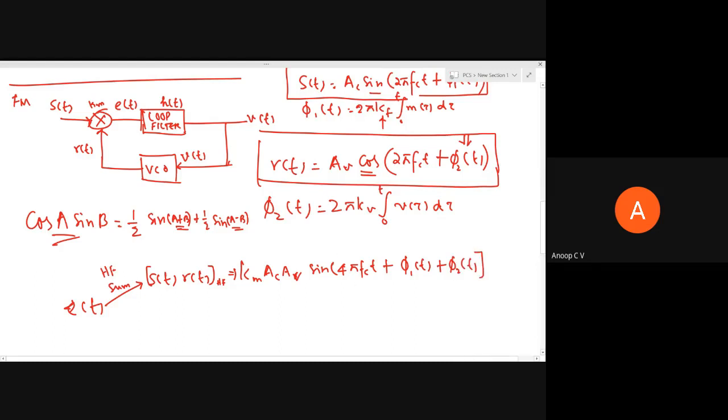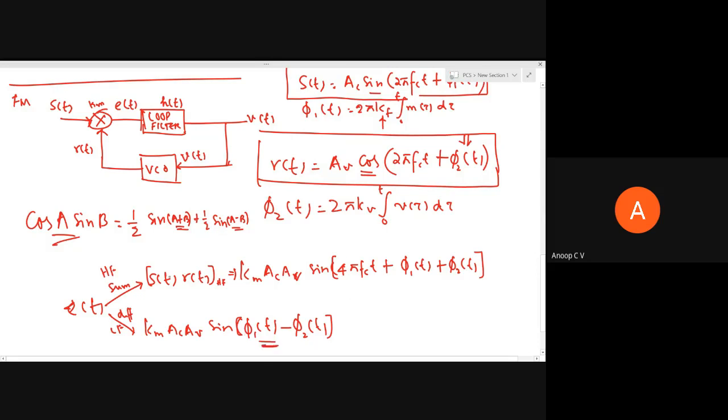This is the sum part of E(t), and the difference part, or low frequency part, will be as follows. What will be the difference? 2π f_c t minus 2π f_c t will be 0. Then what we have is φ1(t) minus φ2(t). So the same thing, we have k_m times A_C A_V sine of (φ1(t) minus φ2(t)). So here we are getting φ1(t) minus φ2(t).